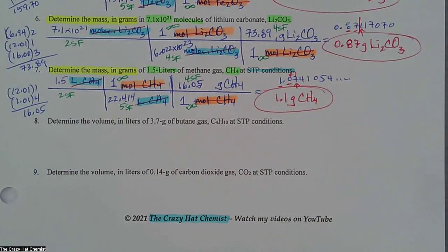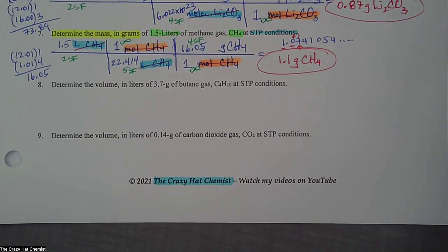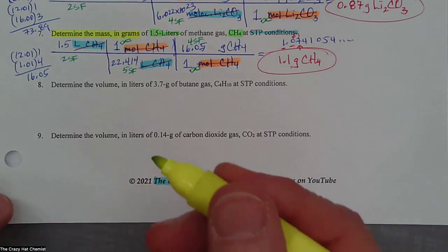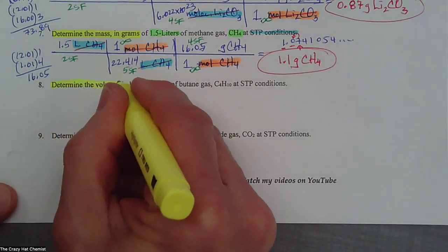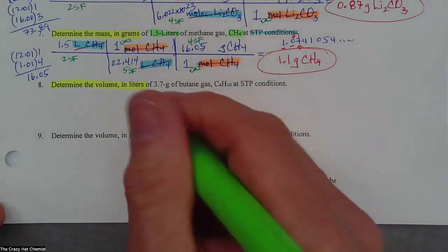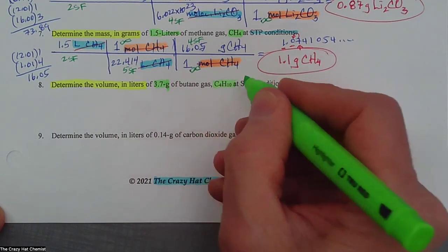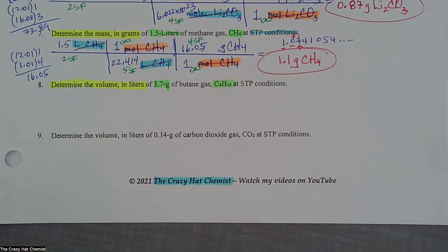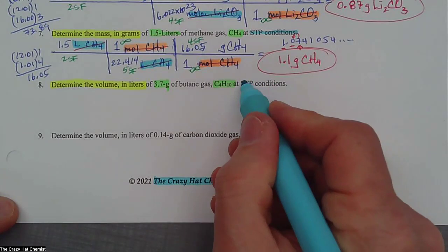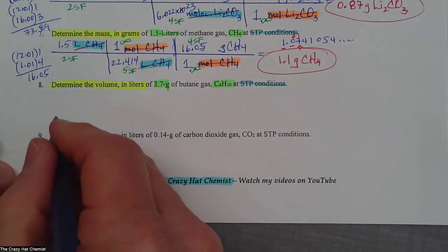Boy, that is beautiful. I love it, folks. I'm going to slide this on up just a little bit more so that we have a little bit more real estate to work with for our next two and final problems. So here we go. Determine the volume in liters. That's what we want. What do we have? We have a number. That's 3.7. We have units. Grams. We have butane gas C4H10. It is at STP conditions, and that is critical as well. Most critical.